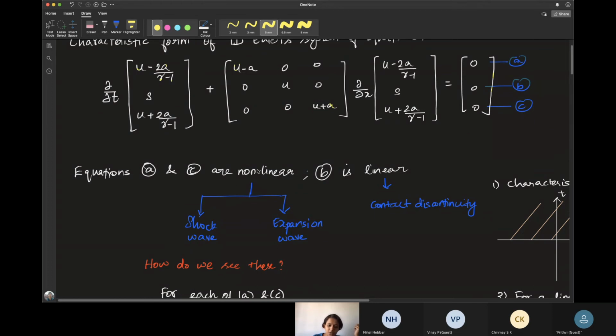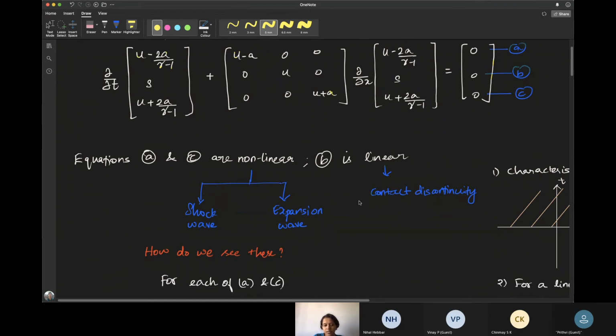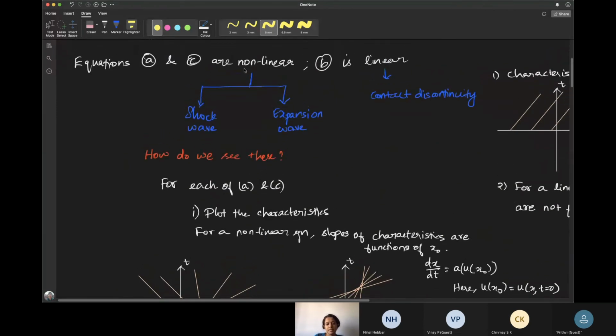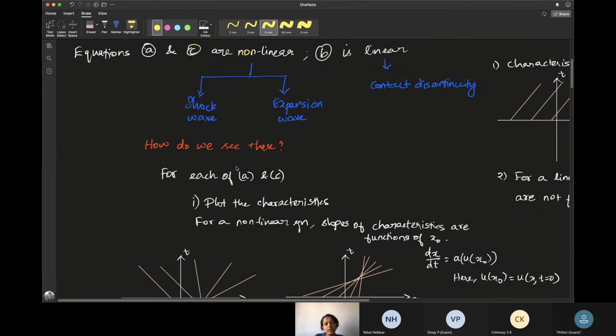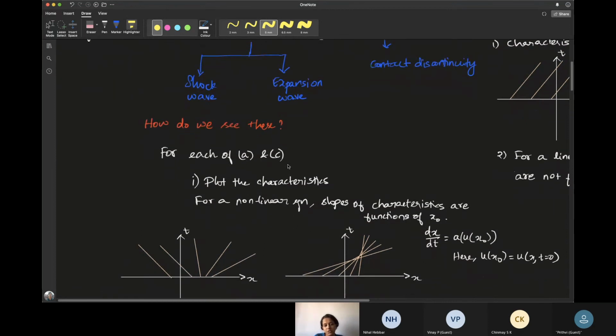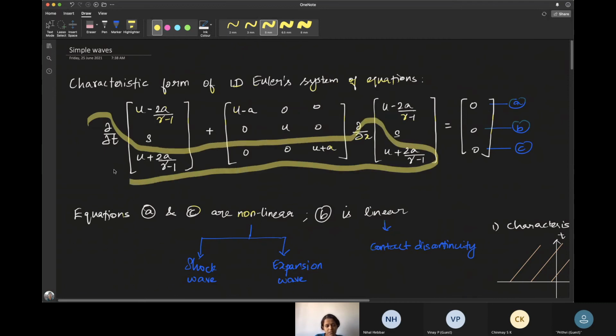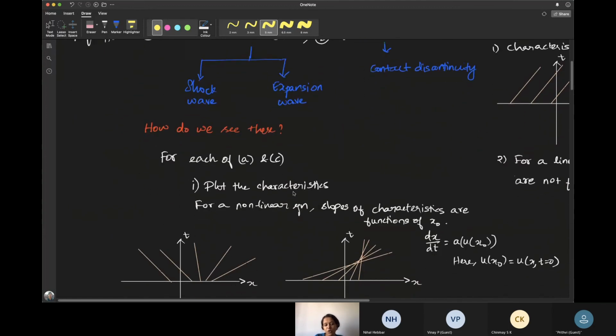When we solve nonlinear equations, we'll end up having shock waves and expansion waves, whereas when we solve linear equations, we'll end up getting contact discontinuities. We'll see how these are being done. First, let us see the nonlinear case, that is, the equations A and C. For each of these equations A and C, consider each of them separately. That is, consider just this first equation along with the derivative, of course. Then the next equation is this.